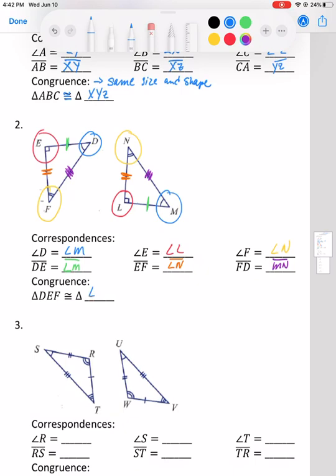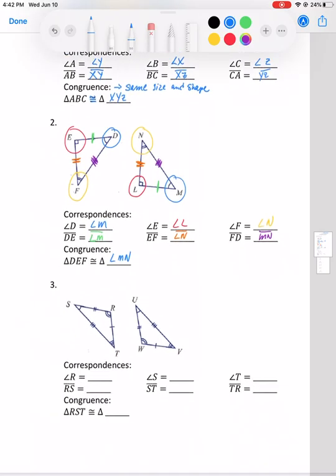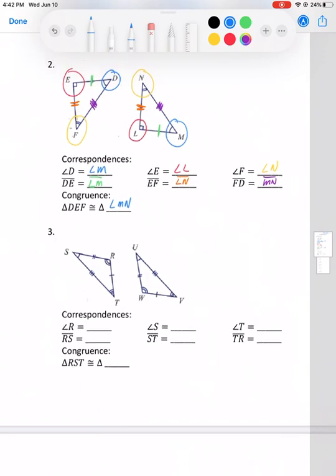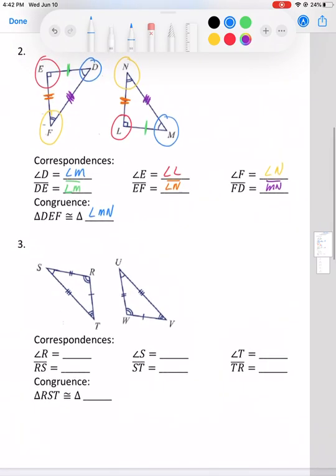triangle LMN. Okay, so we have one more. Zoom in on this one. Go ahead and pause the video, sort out all the correspondences, and write a congruent statement.